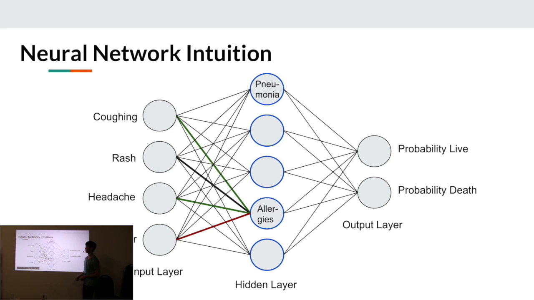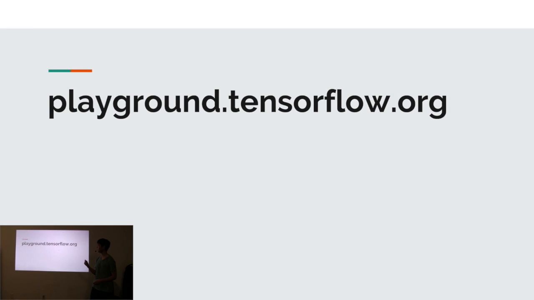And to do this, we're going to go to a site called Playground, TensorFlow.org. Basically, on this website, you can interact with the neural network, change the number of neurons and the number of hidden layers, and you can do it all without writing any code. So it's good for developing intuition. Do we want to give a demonstration as well? Yeah.